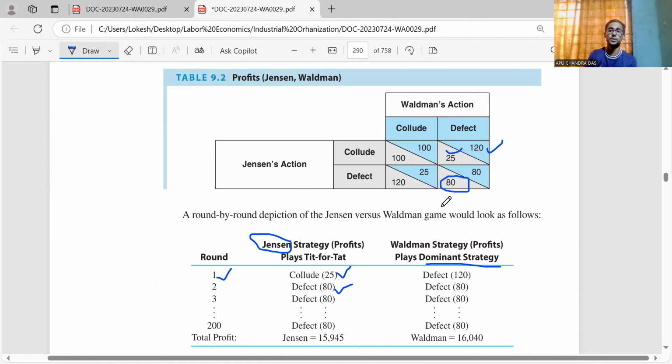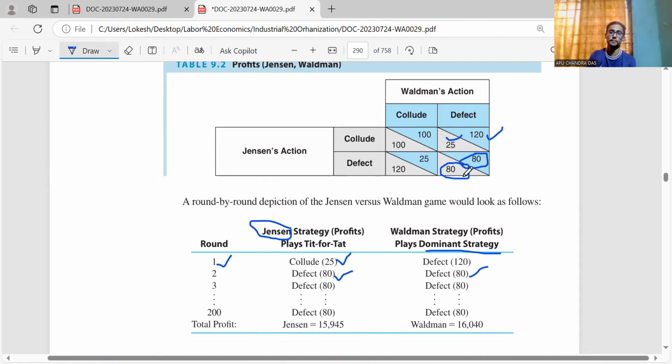Similarly, according to condition number 2, Waldman will play his dominant strategy and will earn a profit of $80. Here is the profit of $80. So both players are playing defect, and they have earned the same profits, $80.